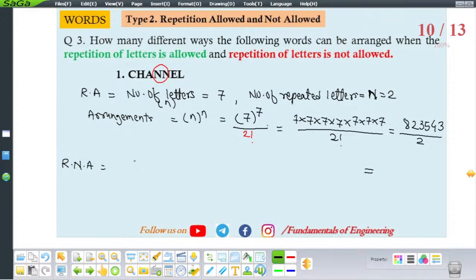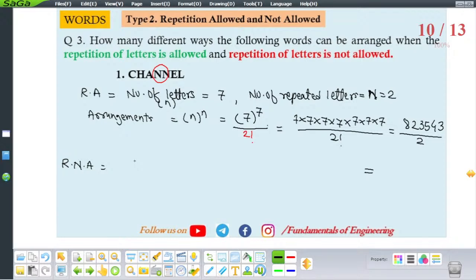So the 7 factorial value, we have already seen, is 5040. Most of you have given it in the comment box. You have to remember all factorial values. 2 factorial value is 2. So based on that, what is the answer we are getting? 2520.